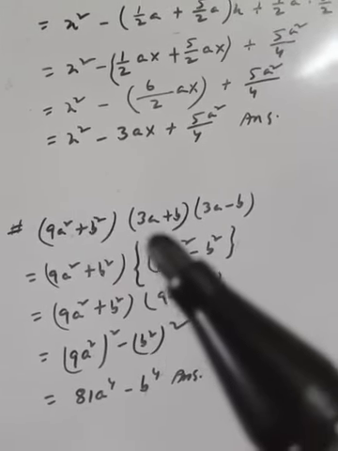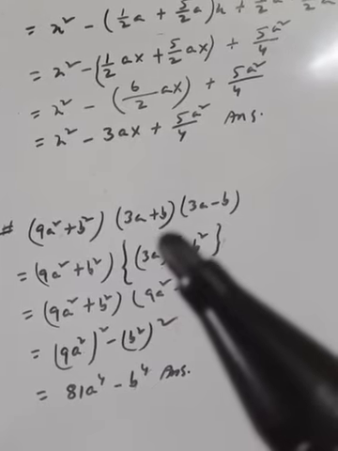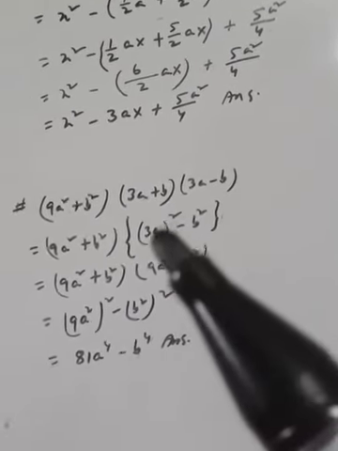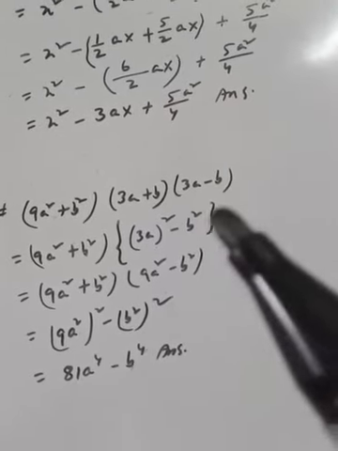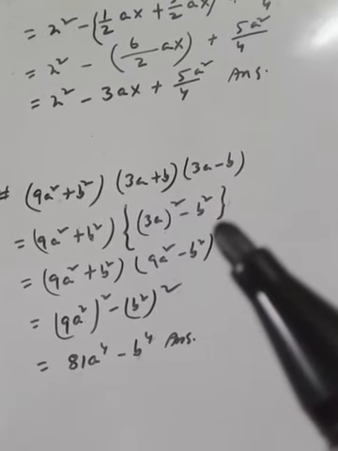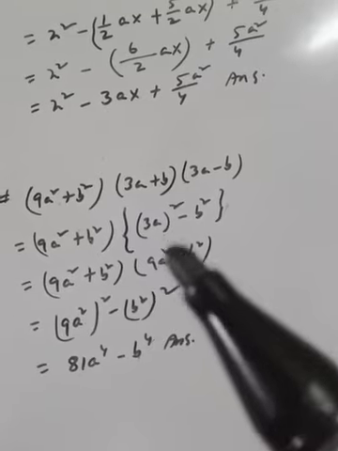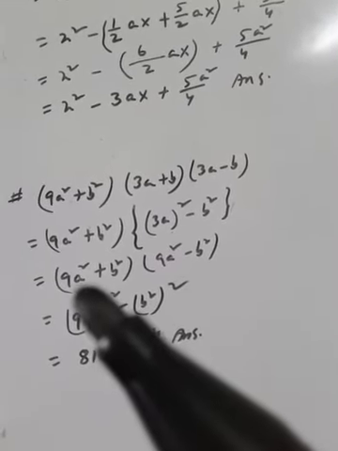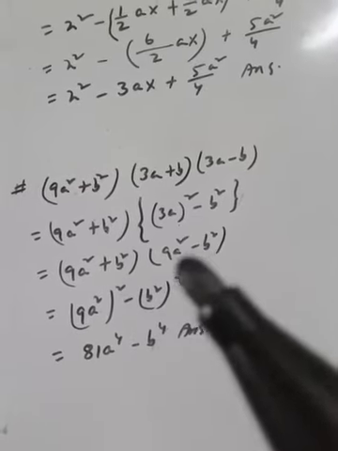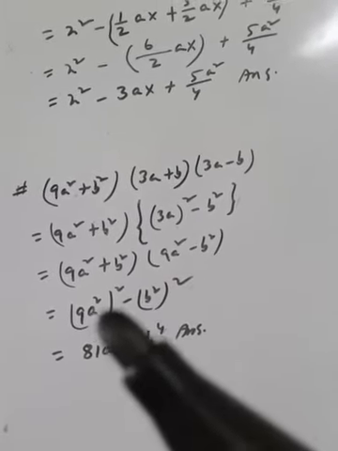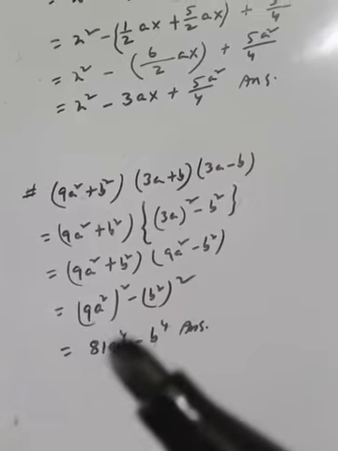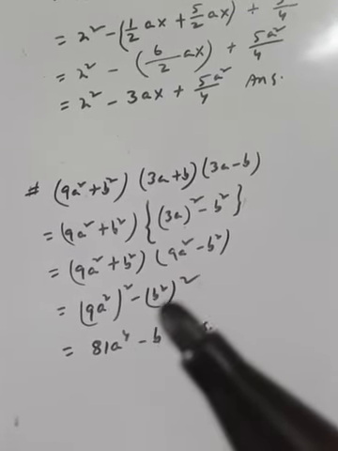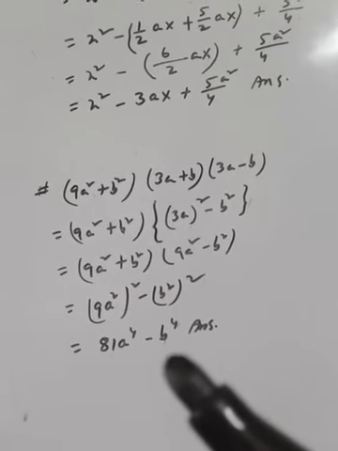9a square plus b square, into thrice a plus b into thrice a minus b. Here a plus b into a minus b equals a square minus b square. a square 3 is 9a square minus b square. Now this is a plus b, a minus b equals a square minus b square, 9 a square whole square equals a to the power 4, b square whole square equals b to the power 4.